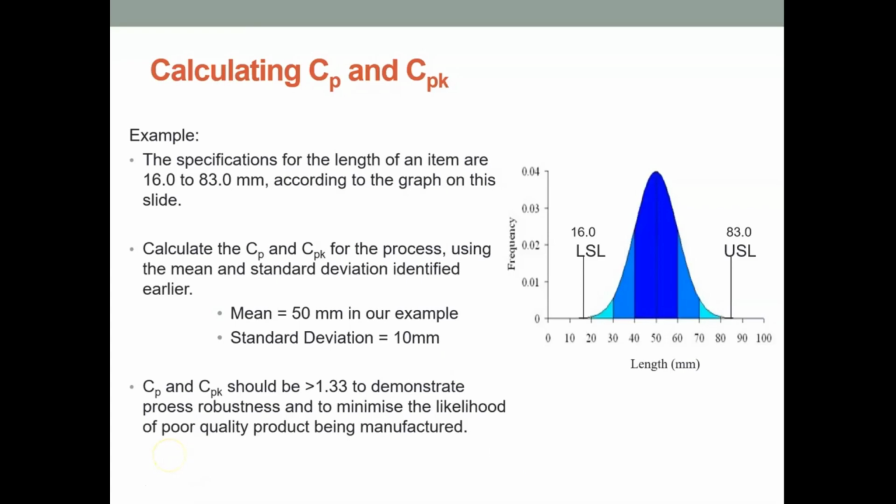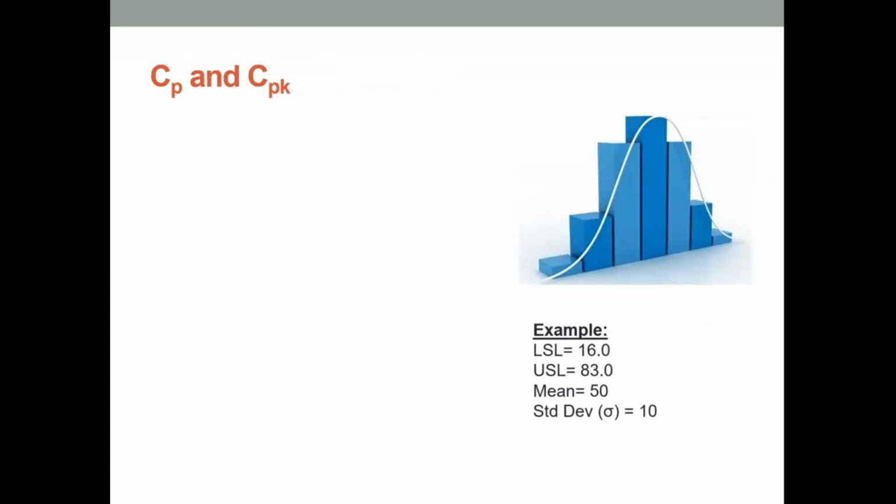So we want to see that our CP and our CPK is greater than 1.33, and that will demonstrate that our process is very robust and it minimizes the likelihood of poor product being manufactured. So that gives us a CPK of greater than 1, which is a good result. Okay, so to calculate our CP, we take our upper specification limit minus our lower specification limit, so that is 83 minus 16, divided by 6 times our standard deviation, which is 6 times 10. So that would give us a result of 1.12. So that's greater than 1. So that's a good result.